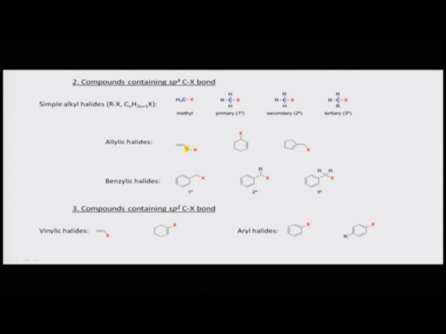Out of these three structures you can see that this carbon is attached to one alkyl group and two hydrogens. So, this is a primary allyl halide, whereas this carbon is attached to two different groups, one double bond and this, and there is only one hydrogen present. So, this is a secondary allyl halide, whereas this again is a primary allyl halide. So, these are the classifications for allyl halides.